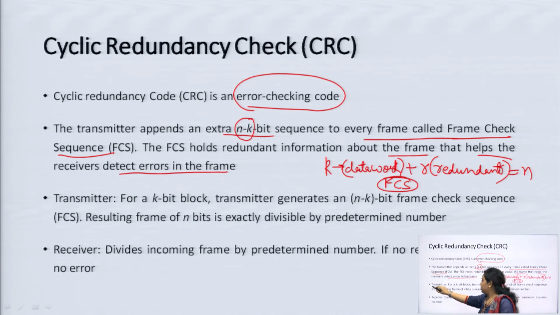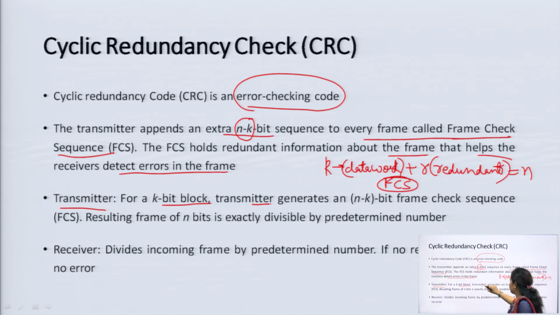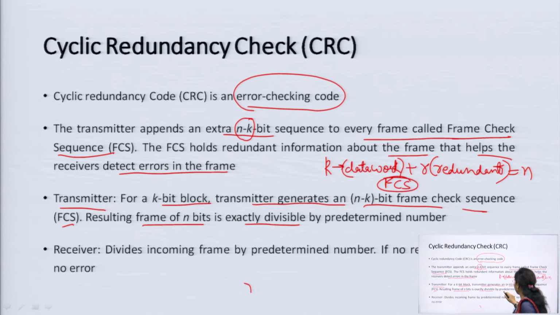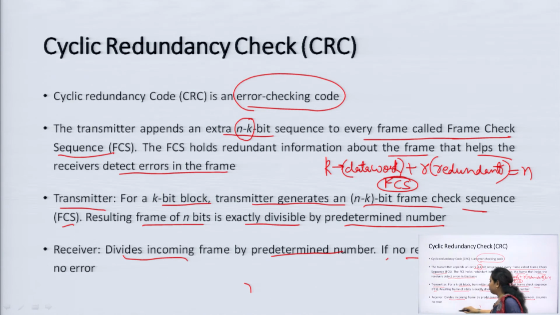Then at the transmitter side, for a k bit block, the transmitter will generate an n minus k bit frame check sequence, that is FCS, such that the resulting frame of n bits is exactly divisible by a predetermined number. So, this is the transmitter side. Now, next is the receiver. It is going to divide the incoming frame by the predetermined number. If there is no remainder, then it will assume that no error has occurred.